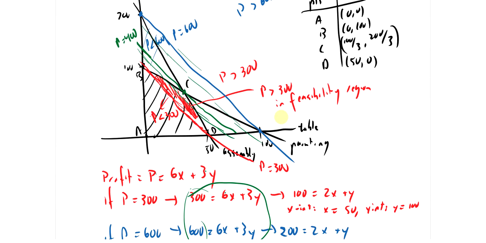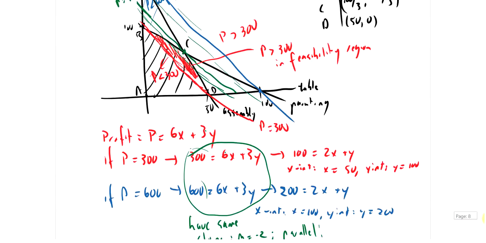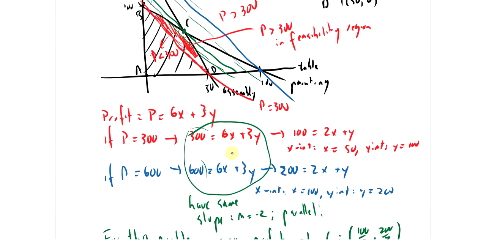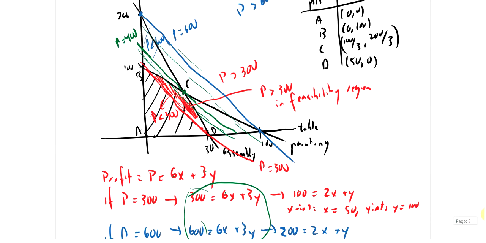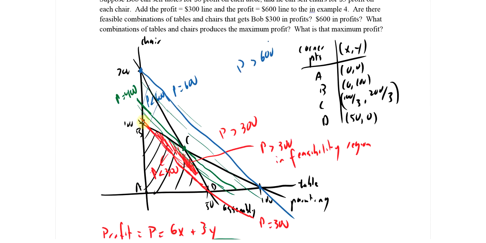So, an important point there, which we'll see more of in 5.3, because all the profit lines are parallel: if we start with a profit line that crosses through the feasibility region, we keep raising the profit. Eventually we get to the point where the profit line just leaves the feasibility region by touching one of the corners.